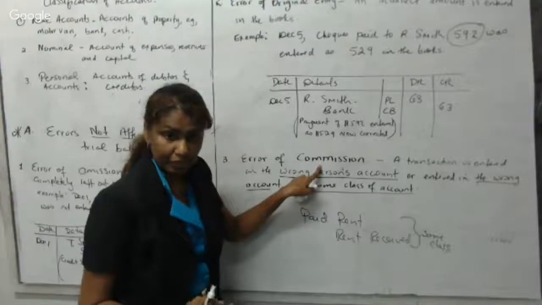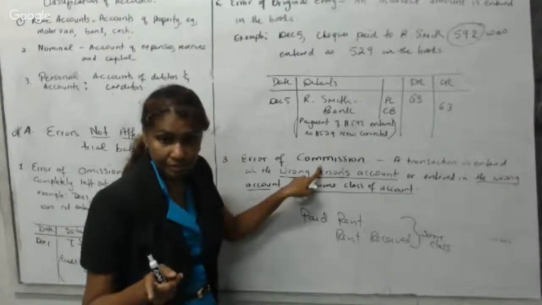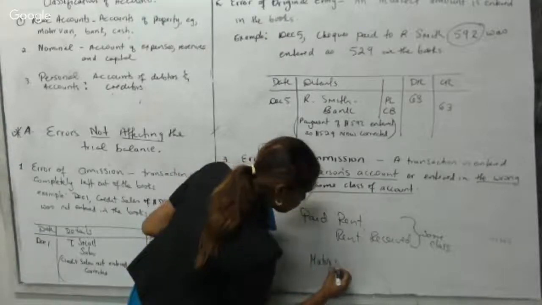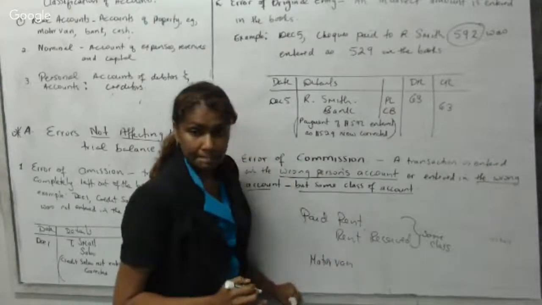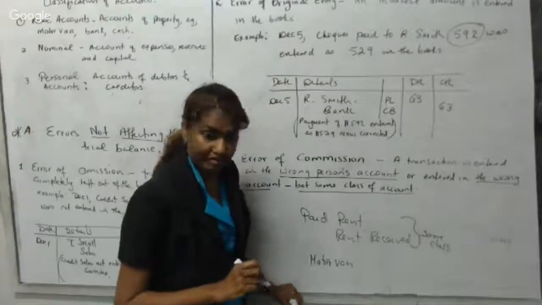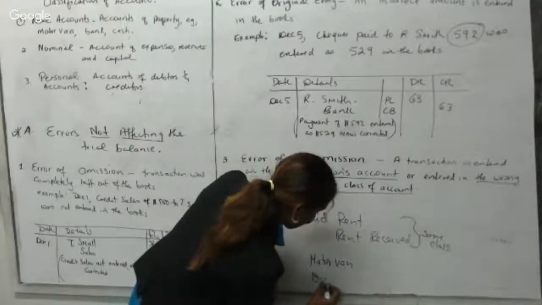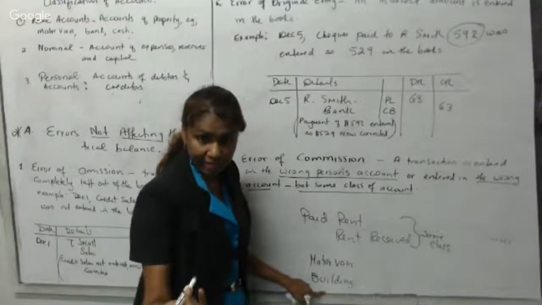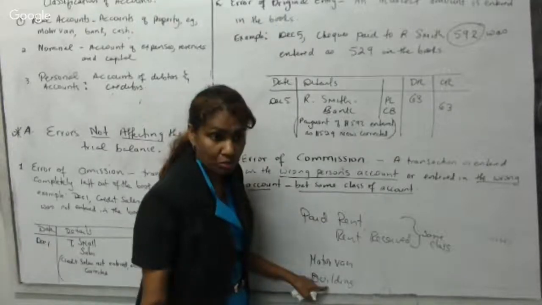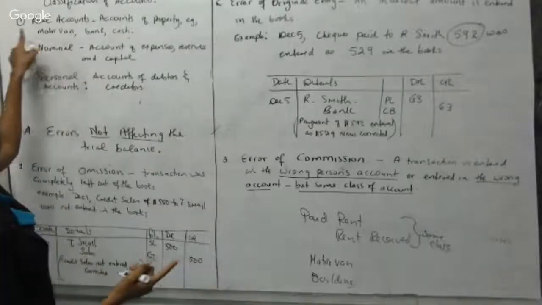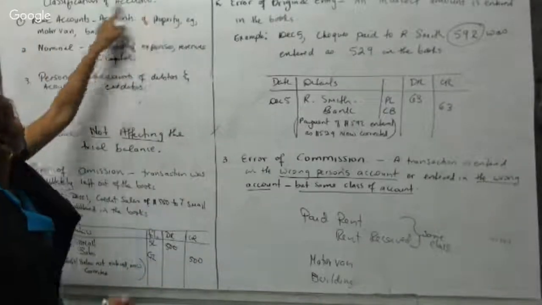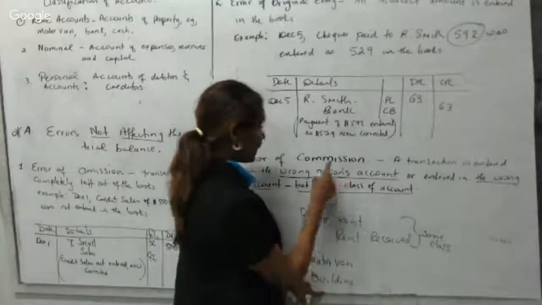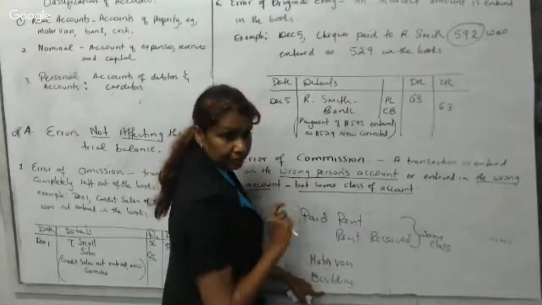So I'm saying it doesn't have to be the names of people. You may have bought a motor van, but instead of debiting the motor van, you debited the building account, or equipment. Wrong account. But guess what? Same class because they are both real accounts. So it is still an error of commission.